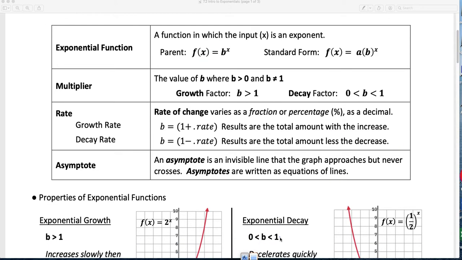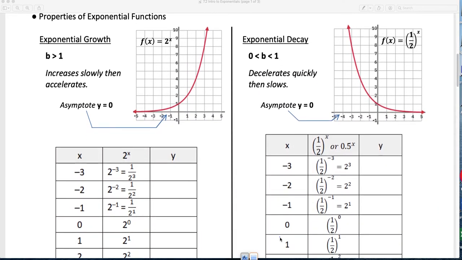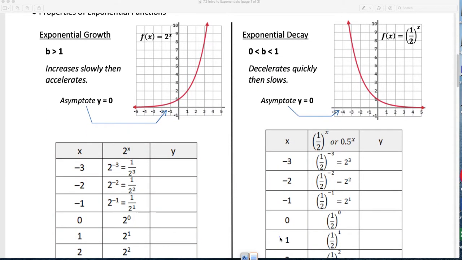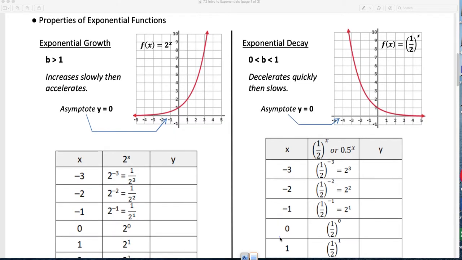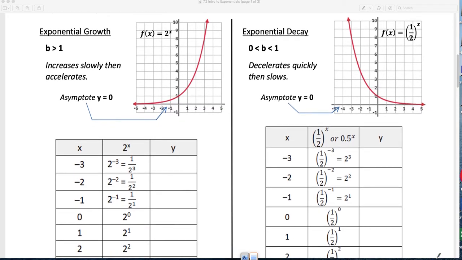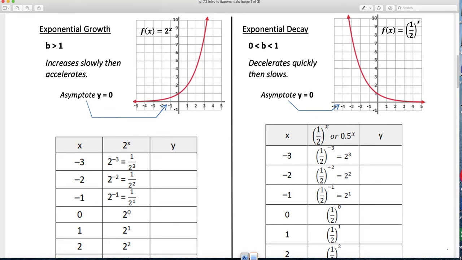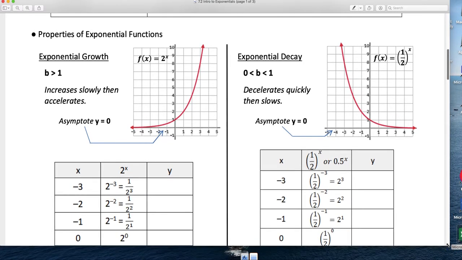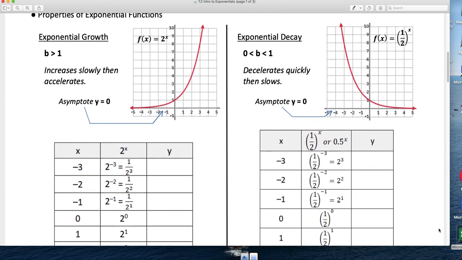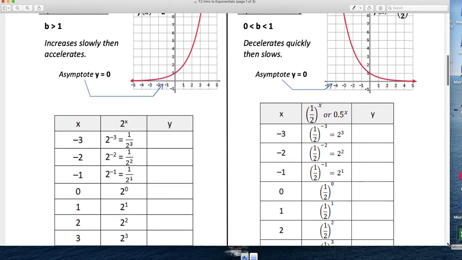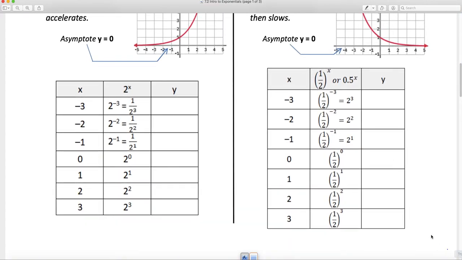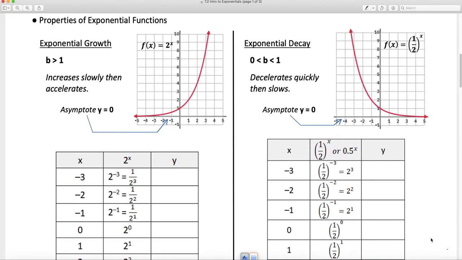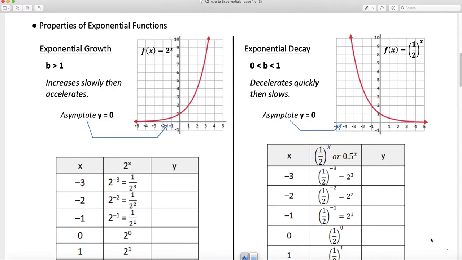All right, we're going to look at a growth graph and a decay graph. These are properties of exponential functions. And I'm going to see if I can get this to fit on the screen. Let's see if we can move this up a little bit. Nope, that didn't help. So we're going to put it back down. All right, look at the graph first, then we're going to fill in the table that goes with the graph. They match.